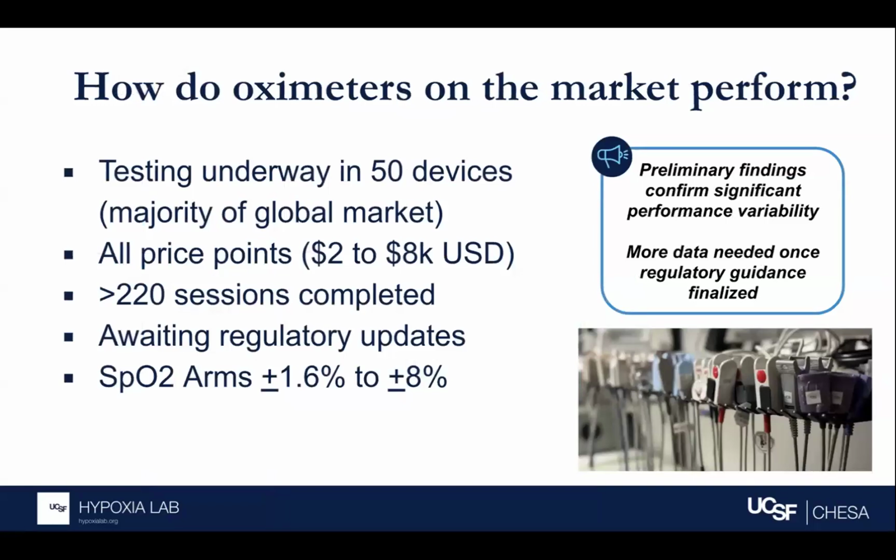So how do the oximeters perform? We tried to look at devices that were most popular in global markets. So we feel like we've captured the majority of the world's global markets, with an emphasis on devices that are more commonly found in low and middle income countries. This is about 50 devices we have in the lab that we're testing on an ongoing basis. The price points range from that one that I showed earlier at $1.82 US up to $8,000 per device. And that's not a multi-parameter device, that is just a dedicated oximeter.